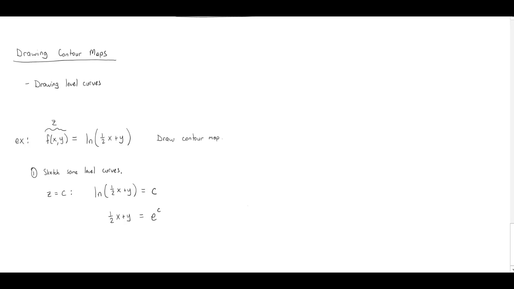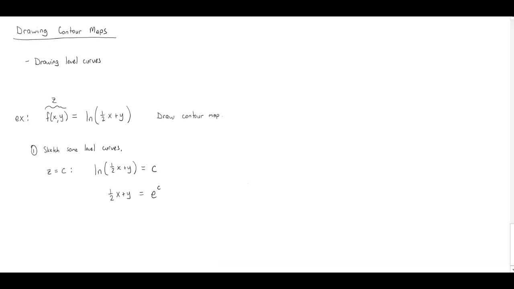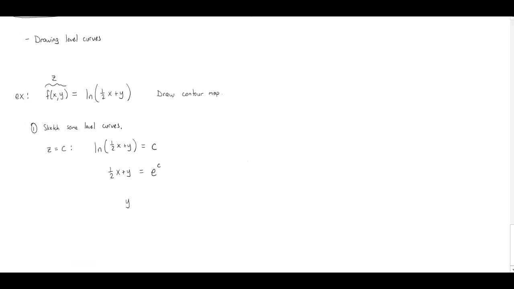Let's move the 1/2 x over, so y equals negative 1/2 x plus a constant. You guys maybe recognize this is the equation of a line. The slope is negative 1/2, and the c is affecting what the y-intercept would be. So in this example, we can see that the level curves are going to be lines.